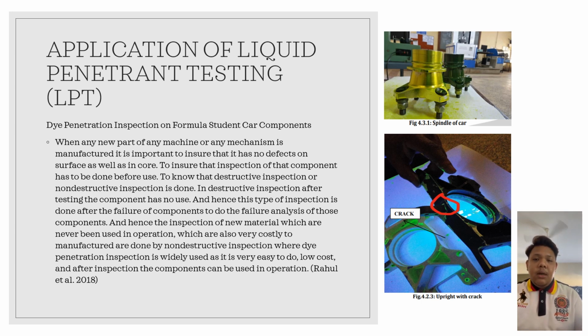This testing has been made on new products that have been produced, and they have also made this testing on products that have already been used. Like when the formula car has crashed, they took the part and made the testing on the part to ensure that the part is still in good condition to be used.